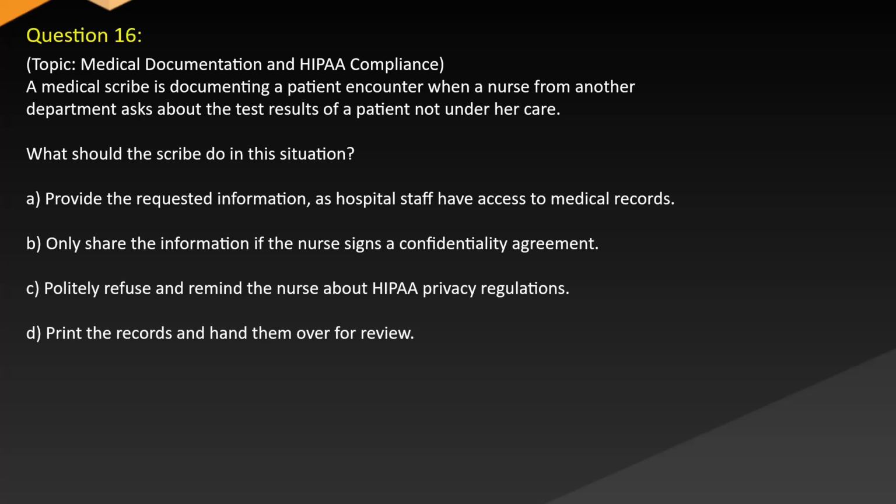A medical scribe is documenting a patient encounter when a nurse from another department asks about the test results of a patient not under her care. What should the scribe do in this situation? A. Provide the requested information, as hospital staff have access to medical records. B. Only share the information if the nurse signs a confidentiality agreement. C. Politely refuse and remind the nurse about HIPAA privacy regulations. D. Print the records and hand them over for review.